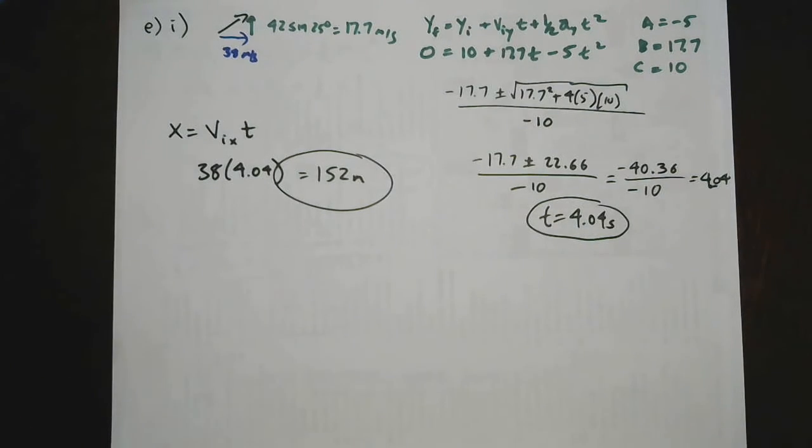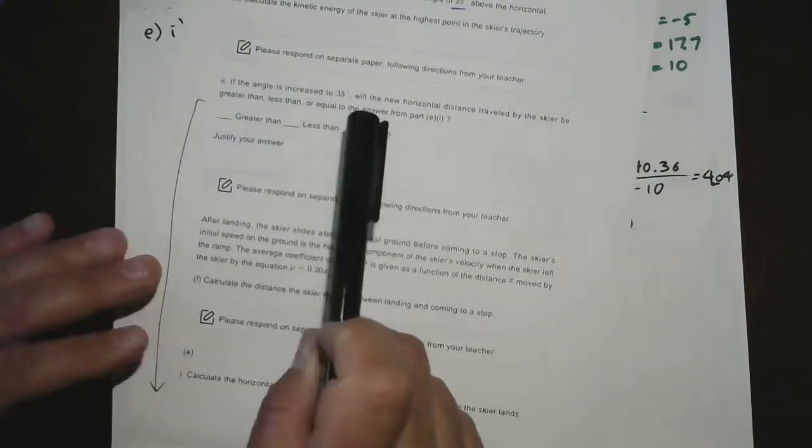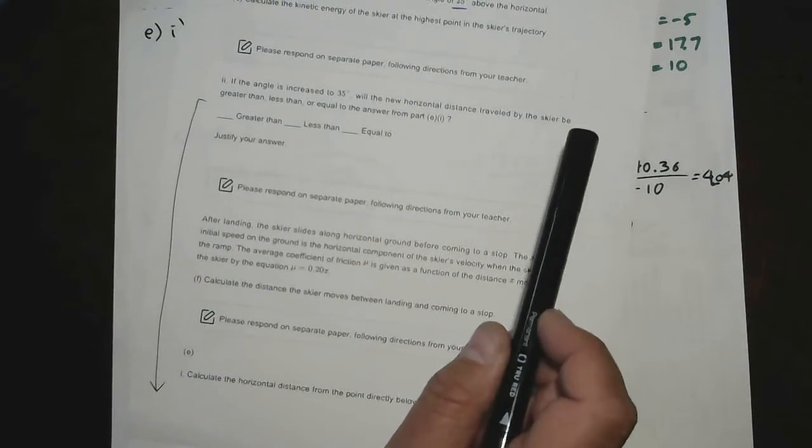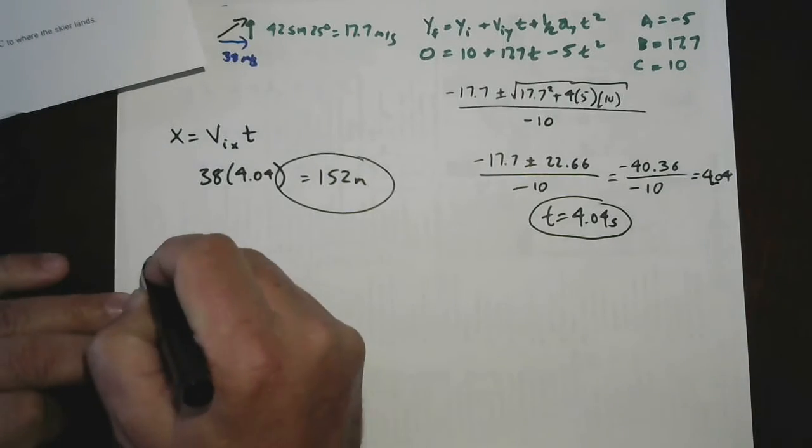Now we can look up and say part II. Part II says, if the angle increases to 35 degrees, will the new horizontal distance traveled by the skier be greater than, less than, or equal to the answer? Okay, part II.